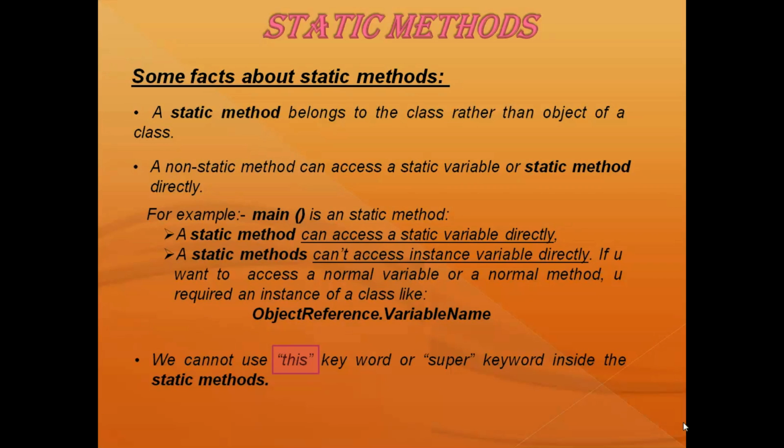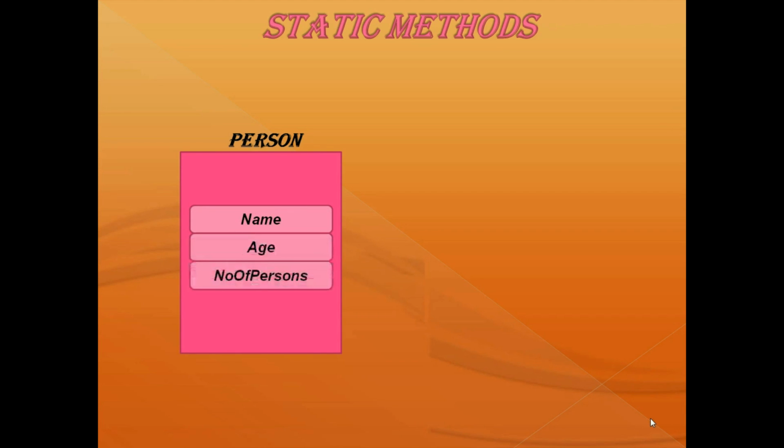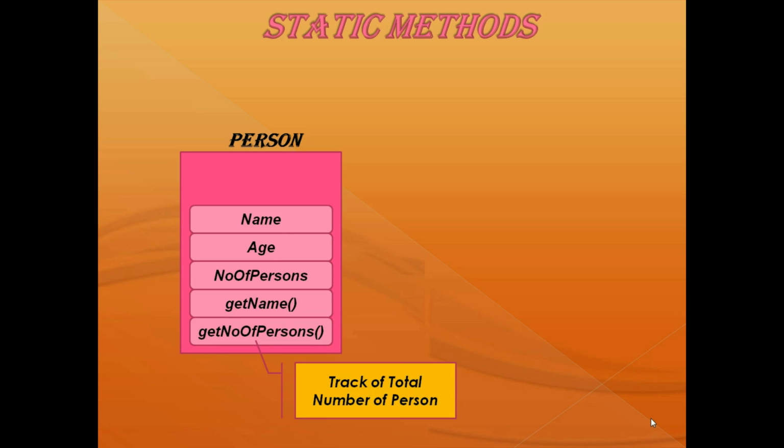Okay, so to understand in detail why we need static methods in Java, let's consider a class called Person, and in this class we have some variables like name, age, number of persons, and we have a method like getName that returns the name of the person, and one more method, getNumberOfPersons. This method will keep track of the total number of persons.